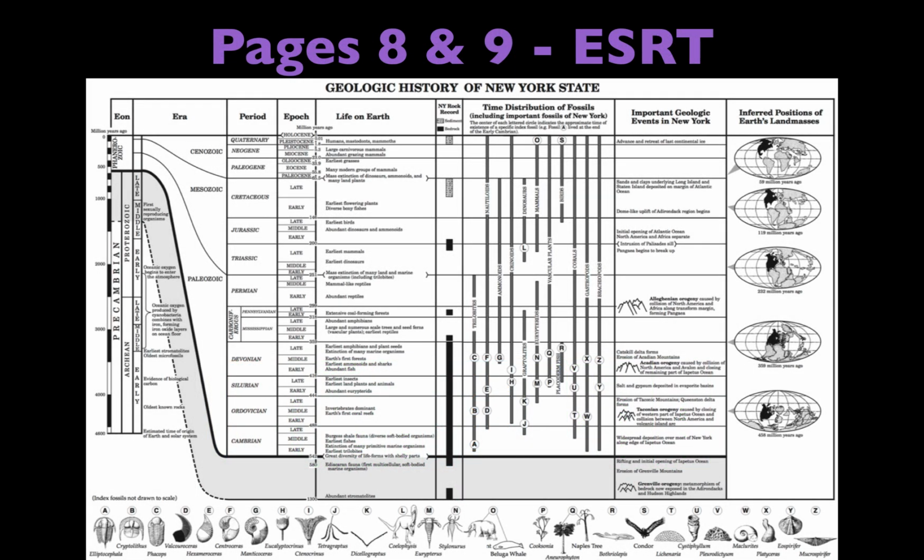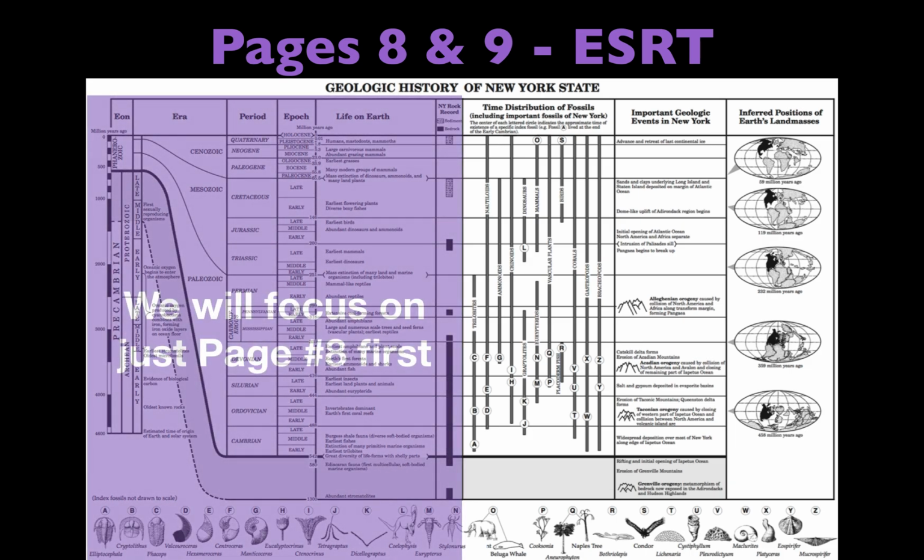In order to do this, we're going to utilize pages 8 and 9 of the Earth Science Reference Table. You'll notice that these two pages, 8 and 9, work together and they fold out like a book directly in the middle of your reference table. There's a lot going on these two pages, so we're going to take this page by page, and we're going to start off by focusing just on page number 8 first.